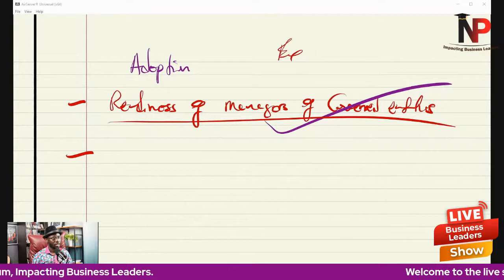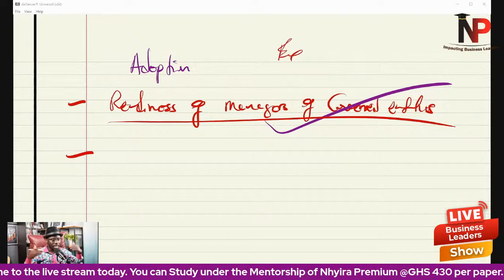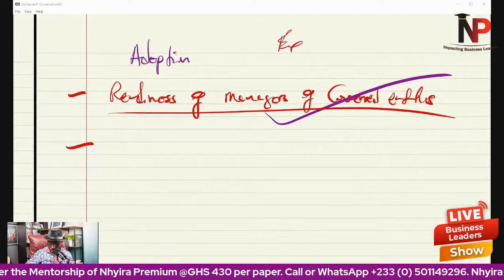But the question said explain five factors to be considered. Explain three factors to be considered. Explain what the entity should consider. Then people are just writing points down. You will get less than the mark you're supposed to get, because the question didn't say state, it says explain.